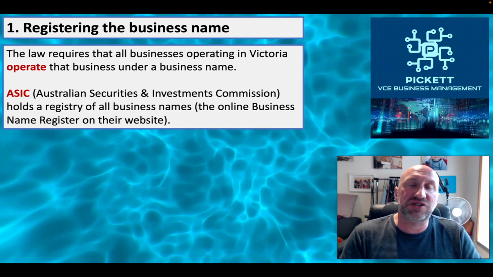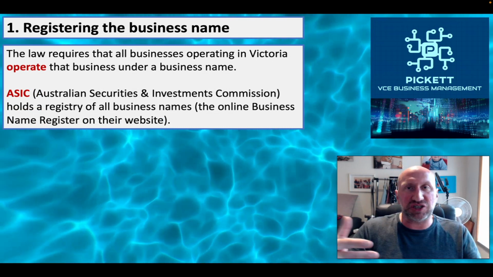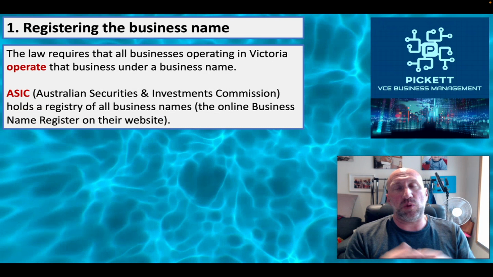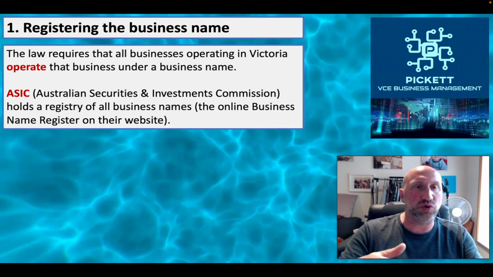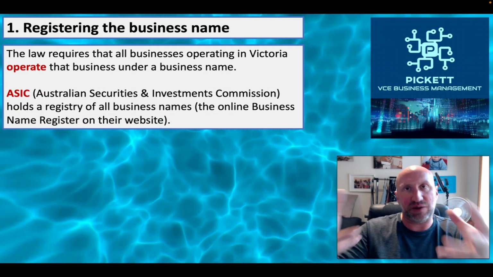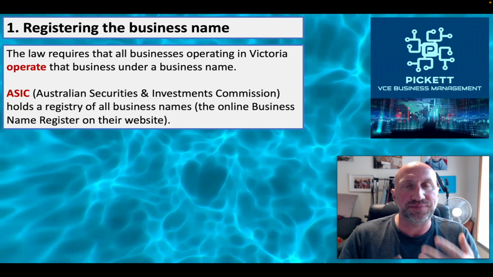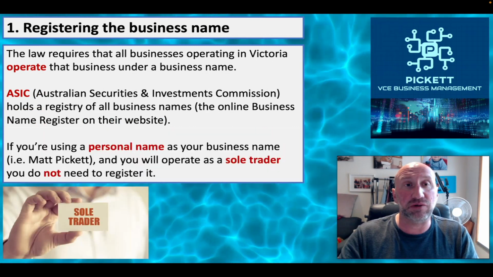ASIC, the Australian Securities and Investments Commission, holds a registry, a list of all business names within the online business name register on their website. So if you just Googled ASIC, you go to their website. Within that website, you'd find the online business name register. That's where all business names in Australia are held.